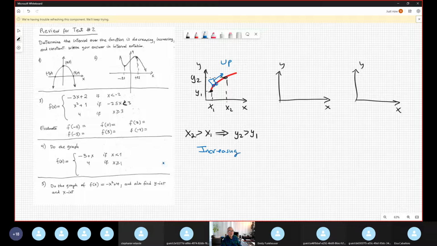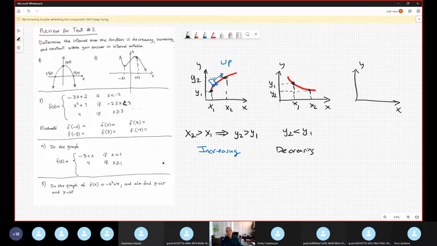Increasing function. And maybe this behavior is specifically in one interval, not in all real numbers. For example, decreasing is when it's going down. You see now? This is decreasing for the same reason. You pick 2 points, x1, x2, and y1 is bigger than y2, so y2 is less than y1, and the function is decreasing.